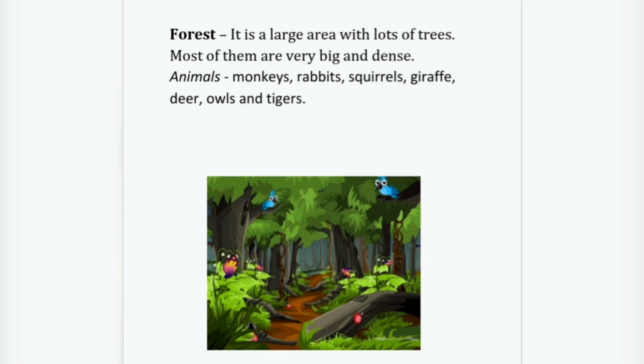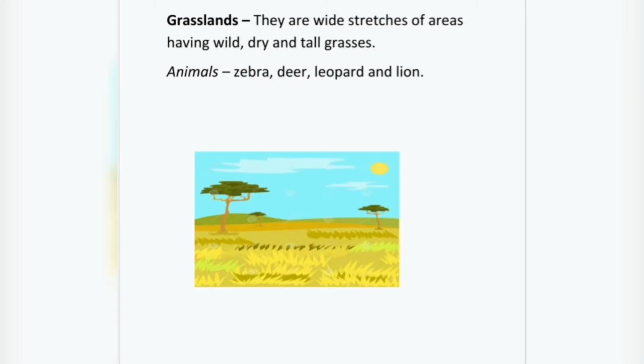Forest. A forest is a large area where there are different kinds of plants growing together. In a forest, there are lots of trees and most of them are very big and dense. Animals found in forests are monkeys, rabbits, squirrels, lizards, giraffes, deer, and so on. Forests are home to many birds and insects too.